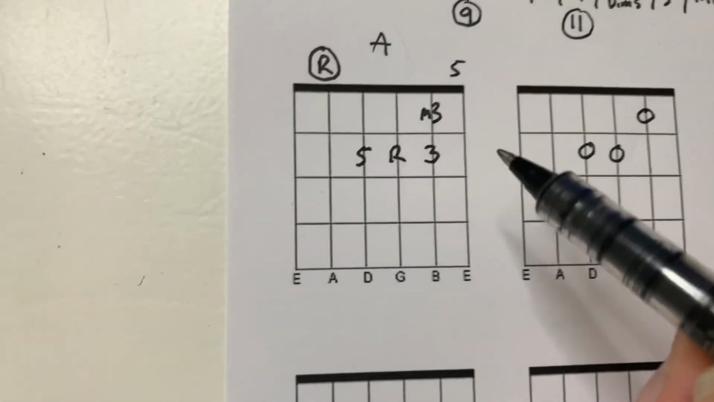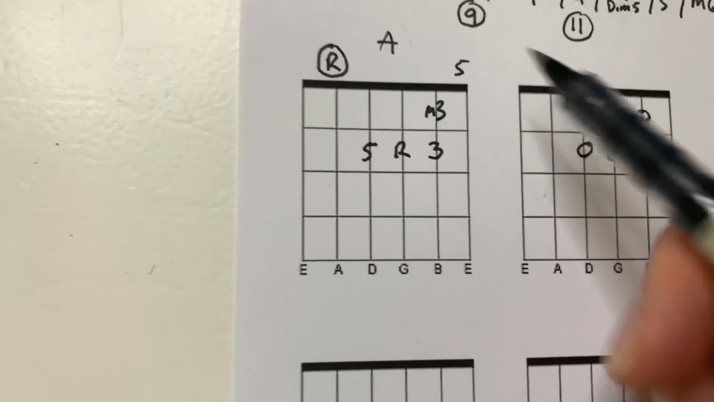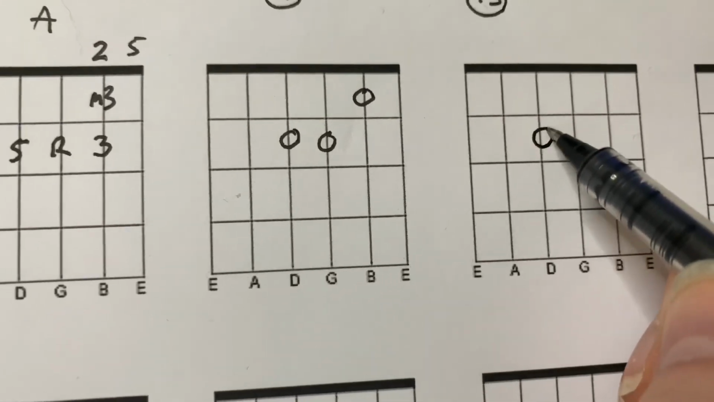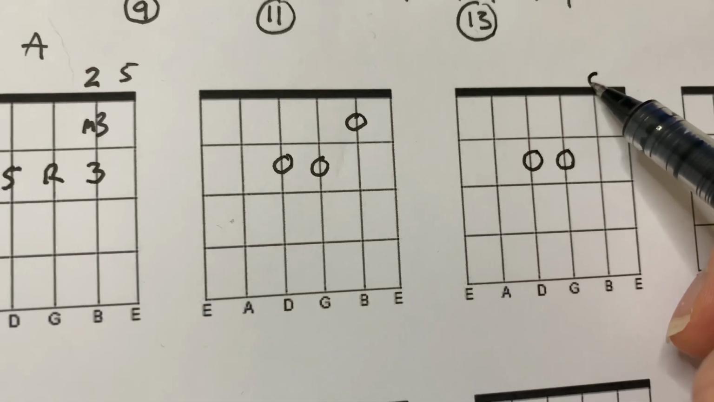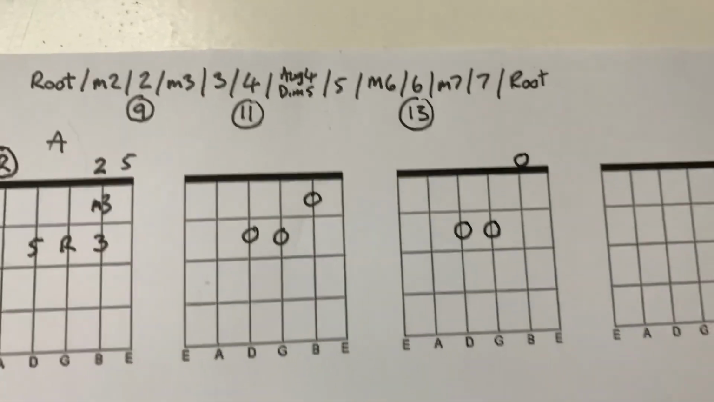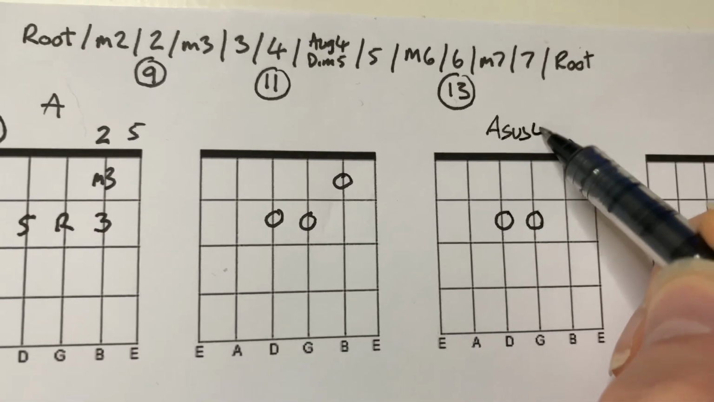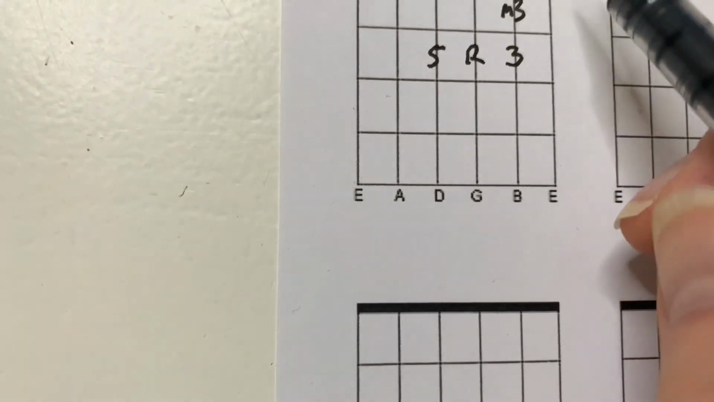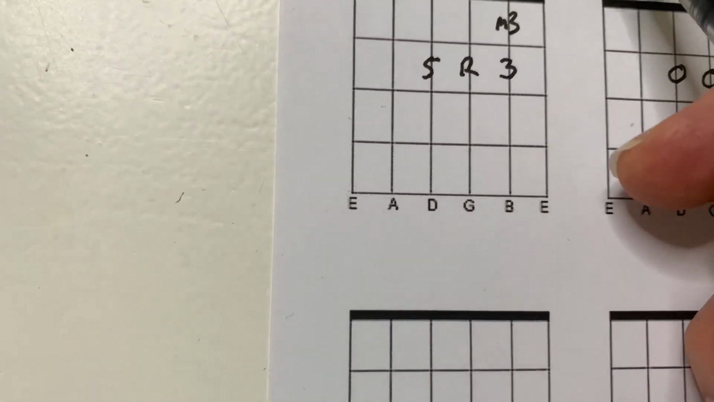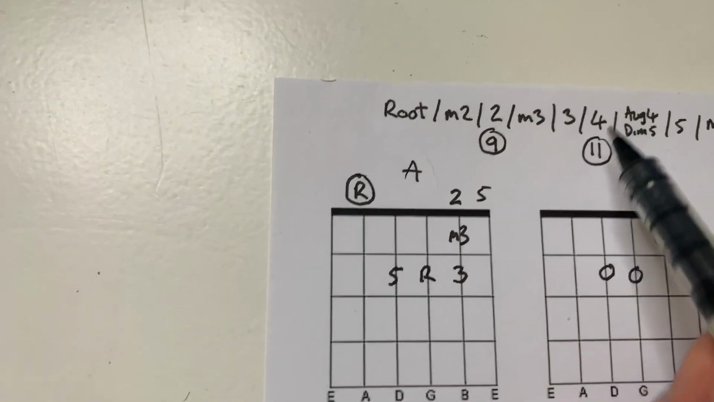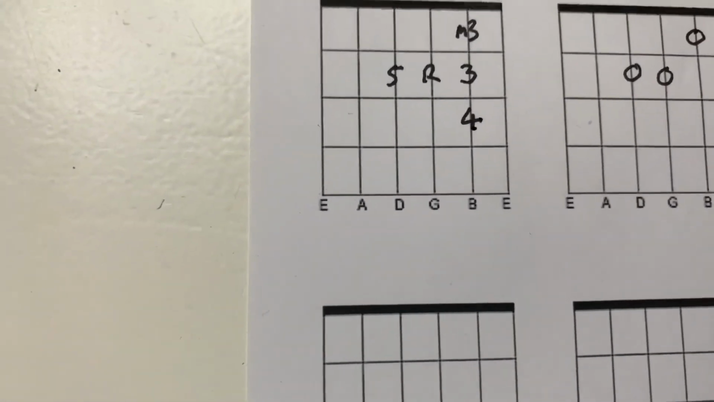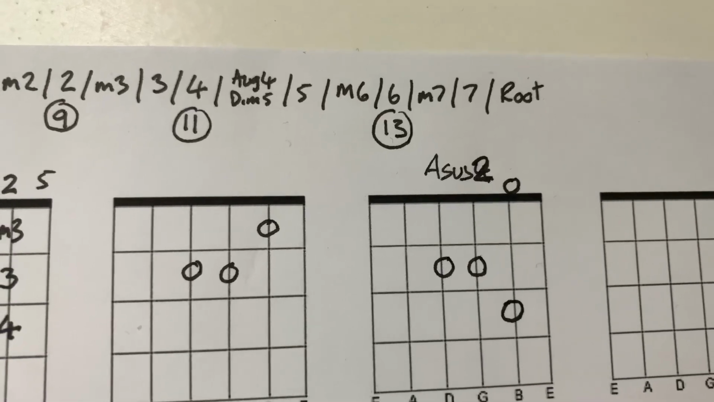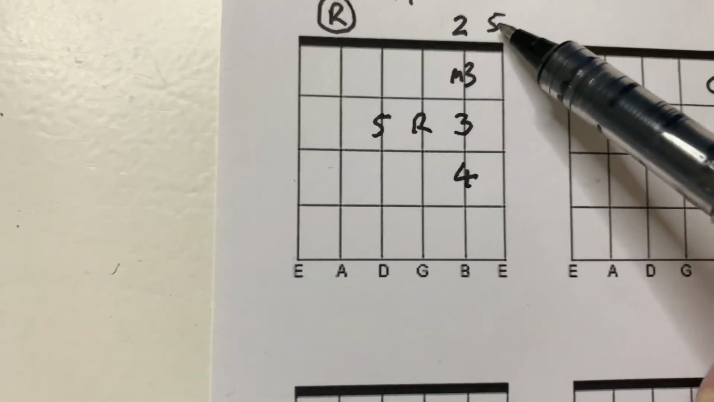Now, the note before a minor third is a second. Now that would give you this chord. Yeah, second there. That would be an A suspended 2, because it's got a second in. Second, minor third, major third, fourth. So this would be our fourth. So again, if we added that note, that would give us an A suspended 4.